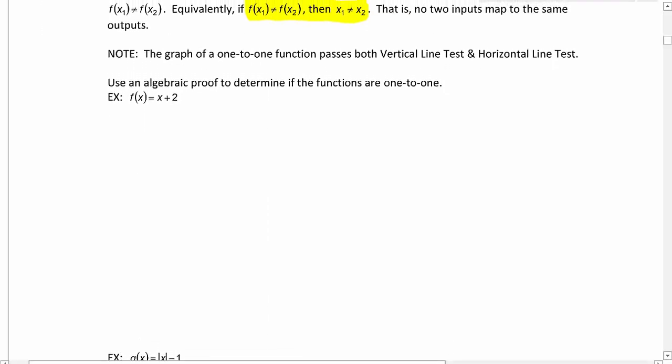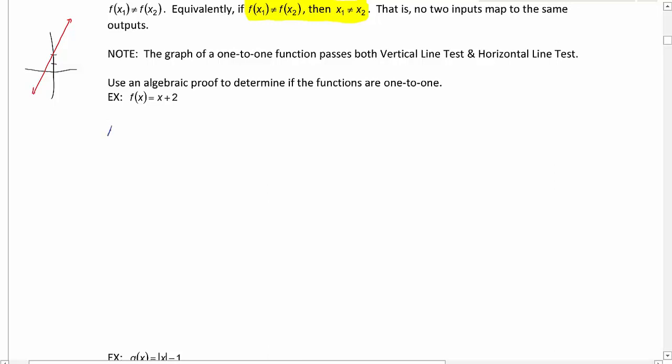We're going to use this proof by contrapositive to determine whether or not f of x equals x plus 2 is one-to-one. Now, you probably already know the answer to this, because if we think about what the graph looks like, this is just a line with a slope of 1 and a y-intercept at 2, and we can certainly see that it's going to pass both the horizontal and the vertical line test. So we should get an answer of yes here, but let's see how to do it with this proof.